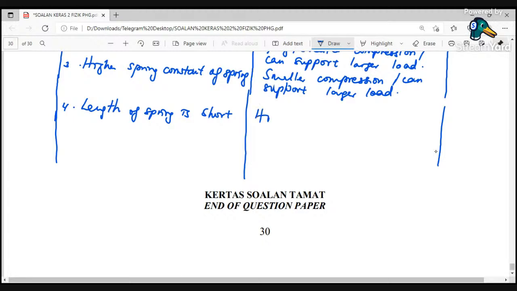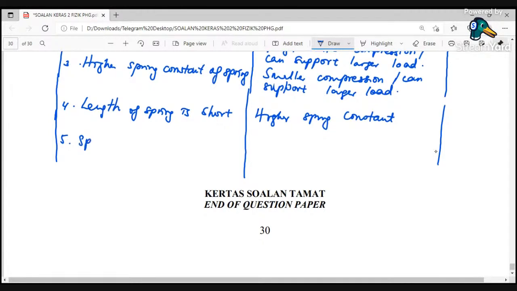Higher spring constant, smaller compression, or stronger spring also can. Okay, last one about the high rate of damping.